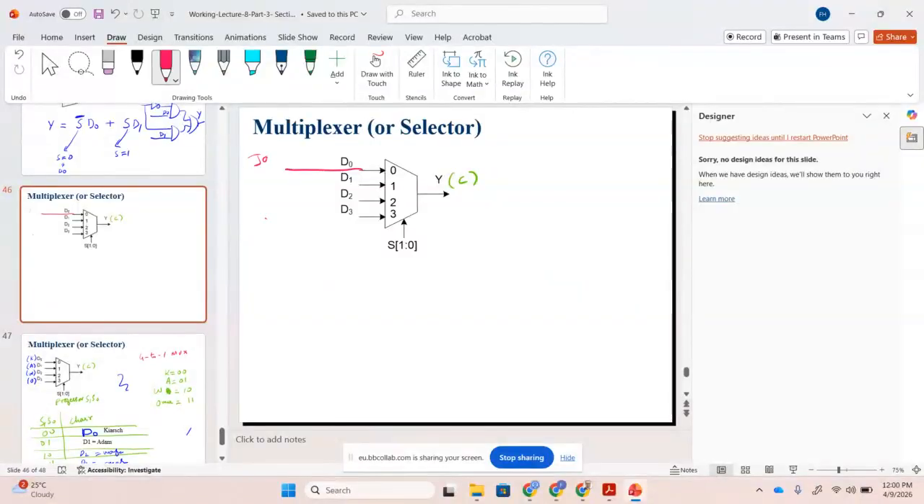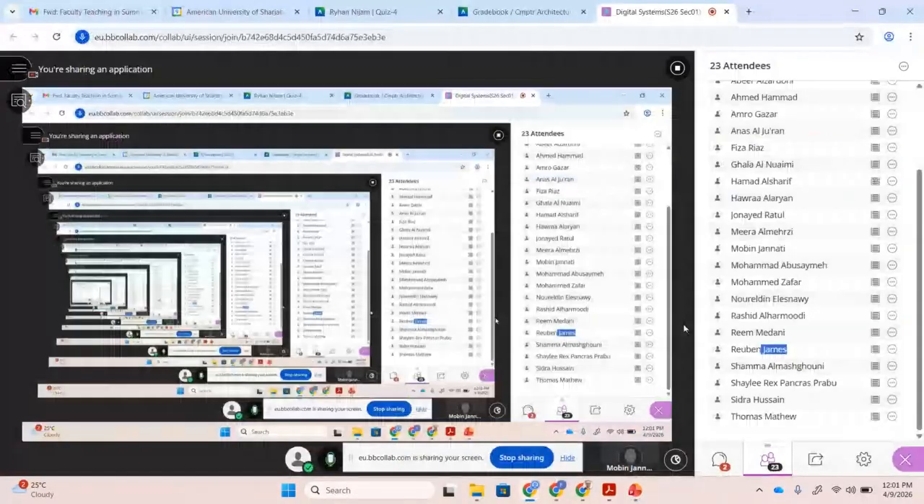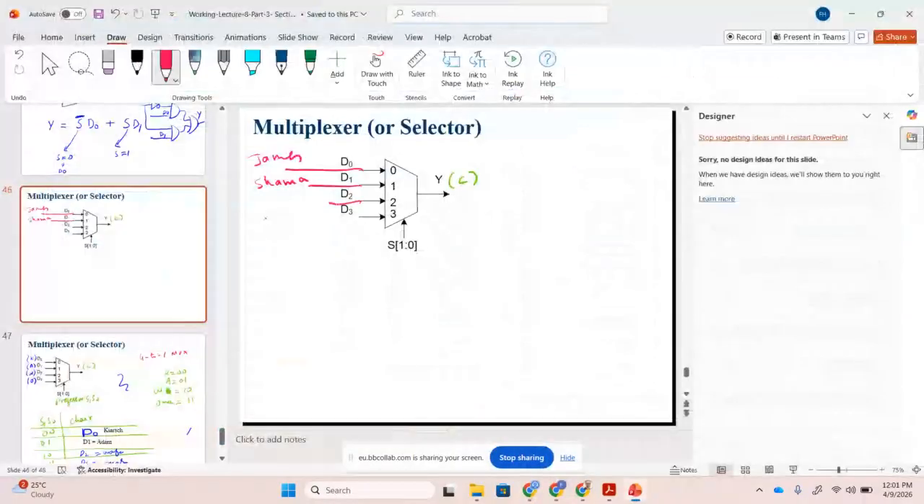So I call this James. James is D0. Shama is D1. And now I can go for 2 more students. Let's assume I just randomly pick them. So this is Junaid and Hamad. Junaid is another student, and Hamad is another student. And now this is the professor. And again, Y is the chair. Who will sit on the chair?